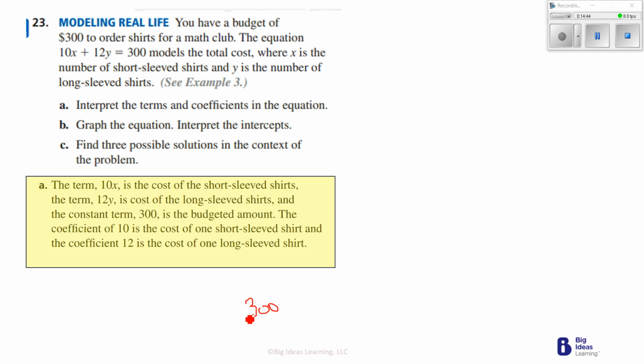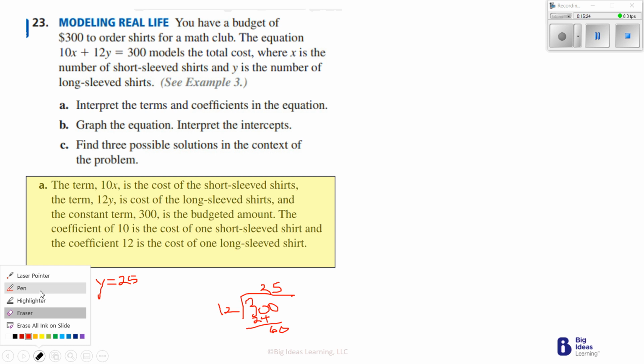300. And if I divide that by 12, I know 12 goes into 30 2 times at 24, leaving me with 60. I know it goes into 5 times. So y will be 25, right? Because remember, x was 0. So y is 25. And then if y was 0, then x, this would be 300 divided by 10. That would be 30. Sorry. Accidentally did that. So x would be 30.